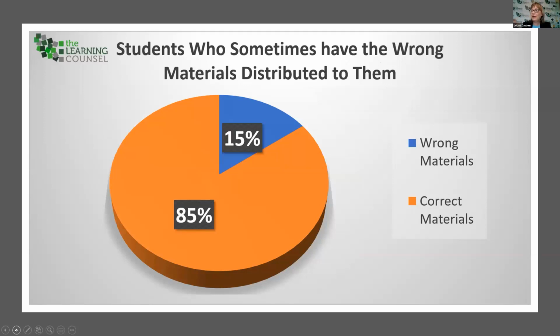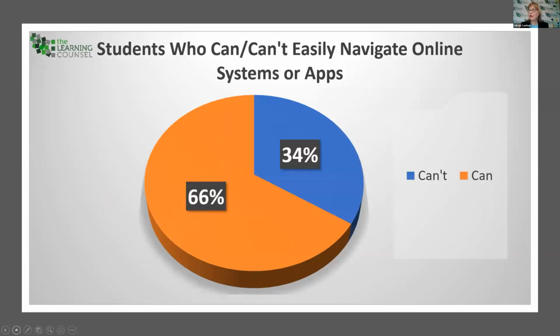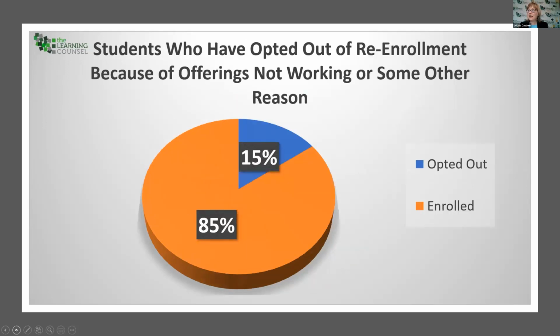So remember, a lot of teachers answered the survey. So they're like, yeah, they got the wrong stuff, so then I had to start over with that kid. But we need more complexity right now? No, we don't need any more complexity. Then 34% of the students can't easily navigate that. That's not going to work. And then 15% of students nationally have opted out of re-enrollment.